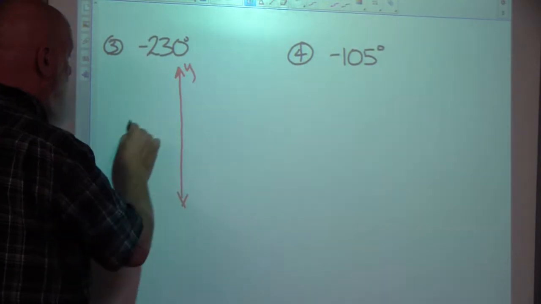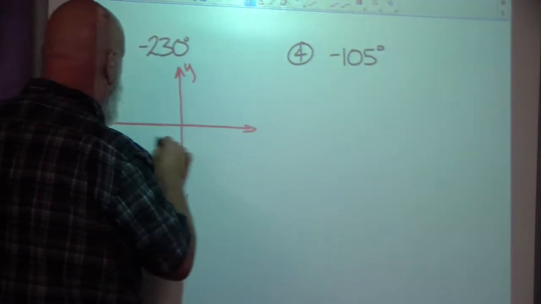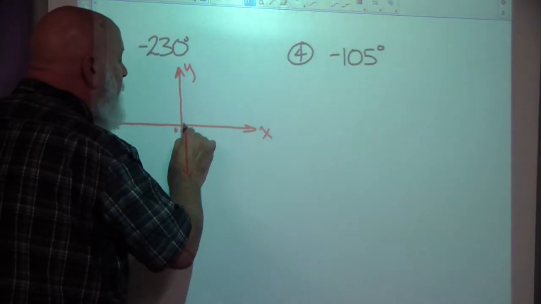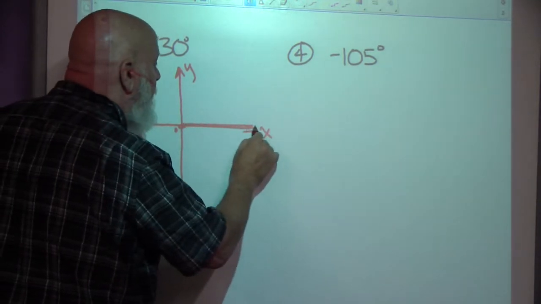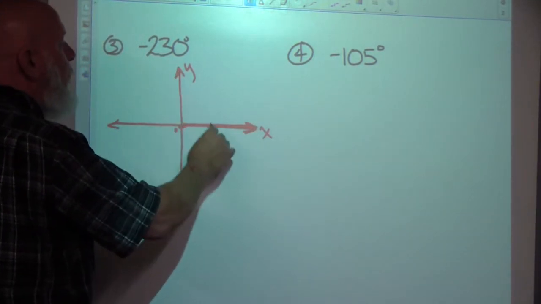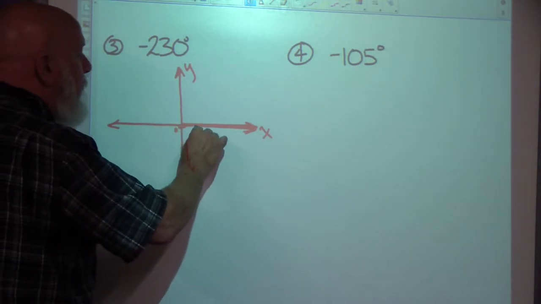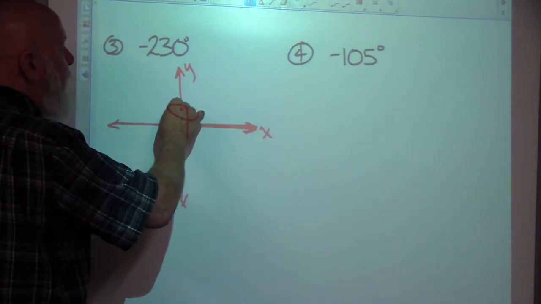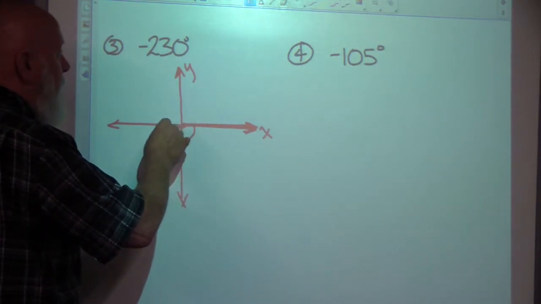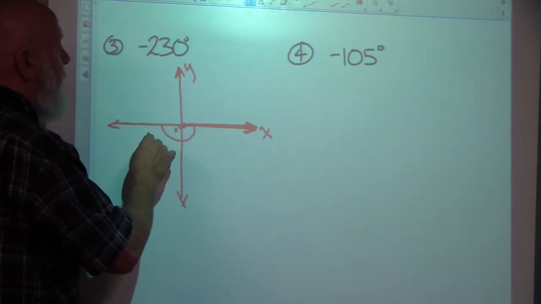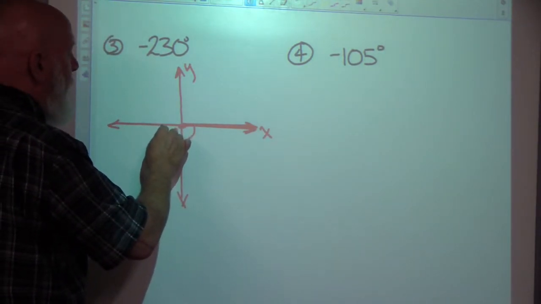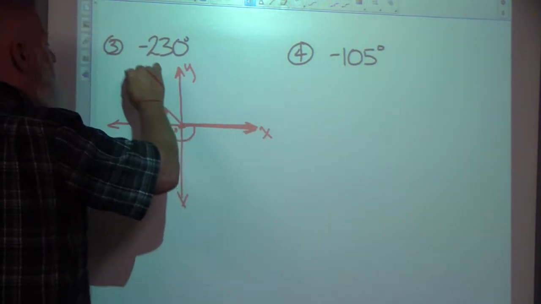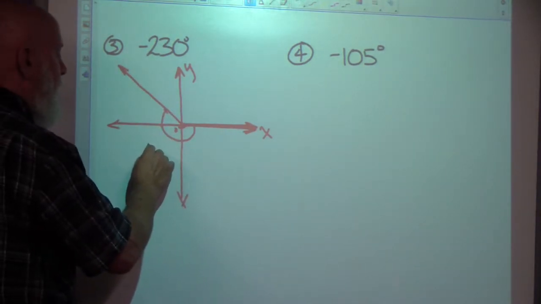There's my y-axis, my x-axis, my origin. If I rotate, here's my initial side right there. Negative 230 degrees will be in this direction. Well, here's negative 180. If I go another 90, that'll be 270. So I'm not going to go another 90 in this direction. That would take me to 270. So I'm going to be 40 short of that. So it'll be something like that. This is negative 230.